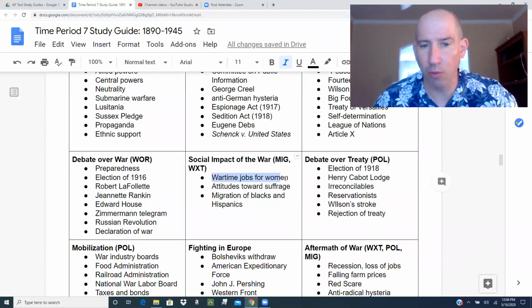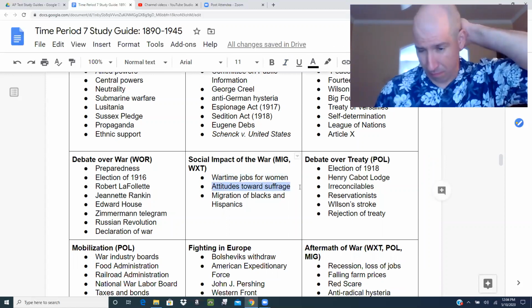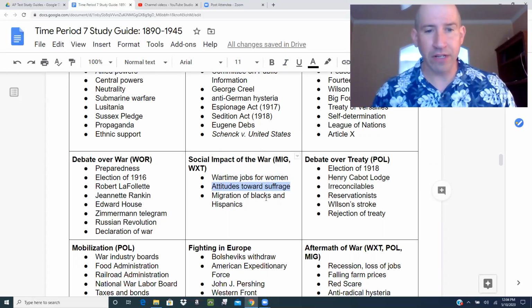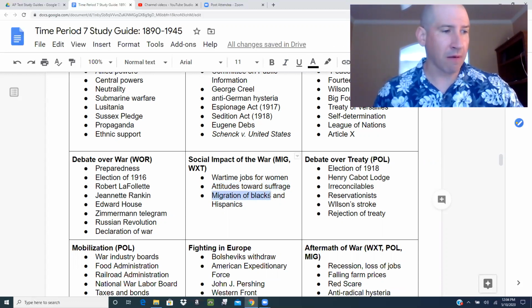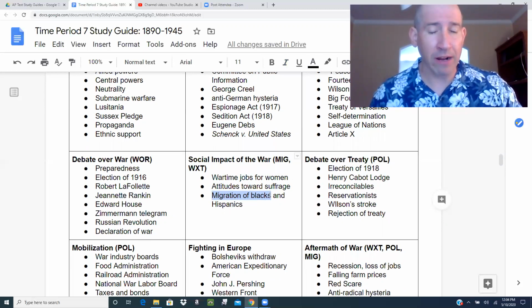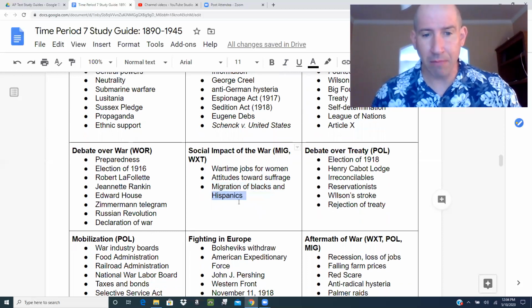Huge labor shortage during the war. Women took jobs, and it significantly, like as we said in the last review piece, sort of pushed Wilson over the edge to support suffrage. We had an uptick in the Great Migration. Remember, during that 20-year period between 1910 and 1930, it's like 1 out of every 7 Black people leave the South, as well as a significant increase in Mexican immigration.